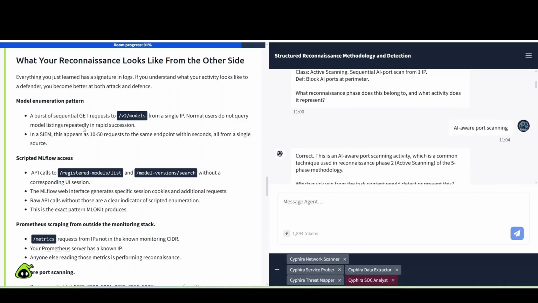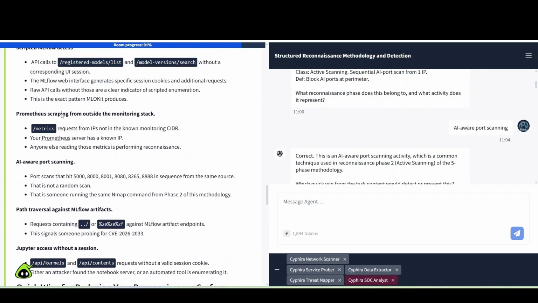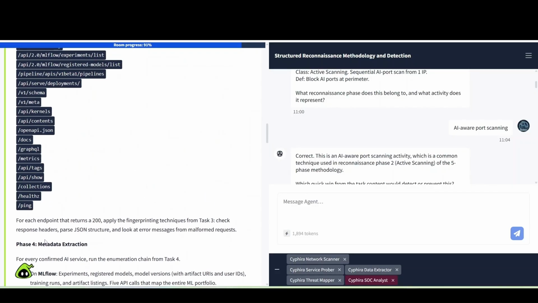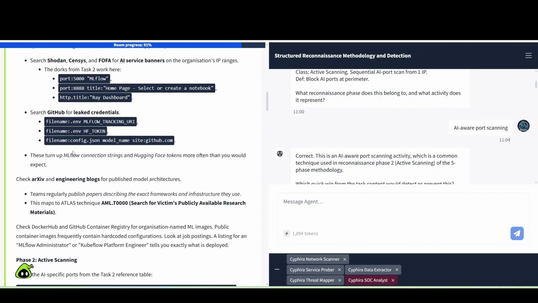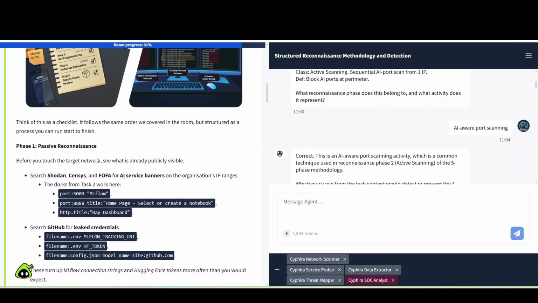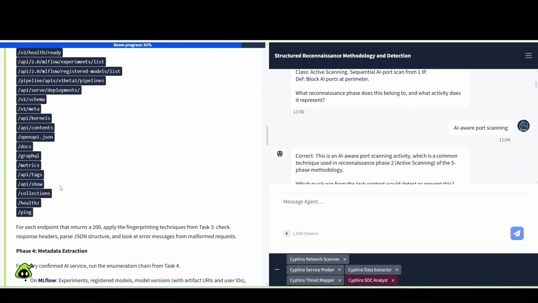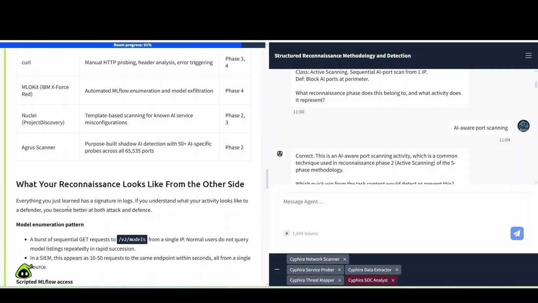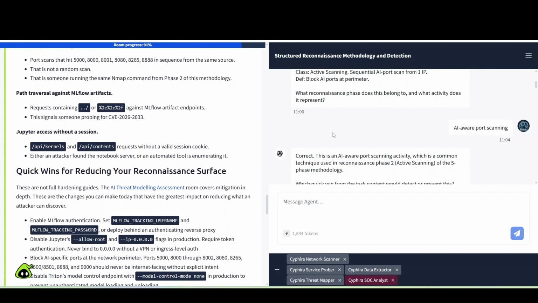Okay, so we're just going to go back up here and reference what we already went through. You're going to reference those phases up here, like metadata extraction, API fingerprinting, passive reconnaissance, active scanning, stuff like that. You're going to reference these, and determine what the applicable quick win is going to be. So we're going to see that here.